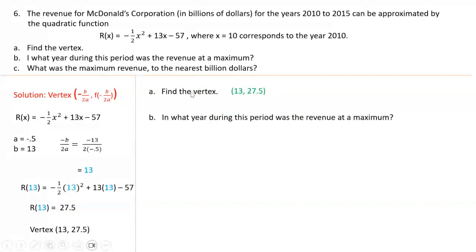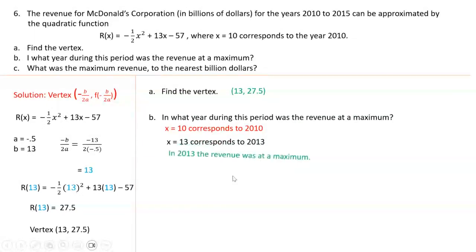So for B part, in what year during this period was the revenue at the maximum, is going to be the x part of the vertex. Since it says here on top that x equals 10 corresponds to the year 2010, the answer will be 2013, right? Because x equals 13, so in 2013 was when the revenue was the maximum.